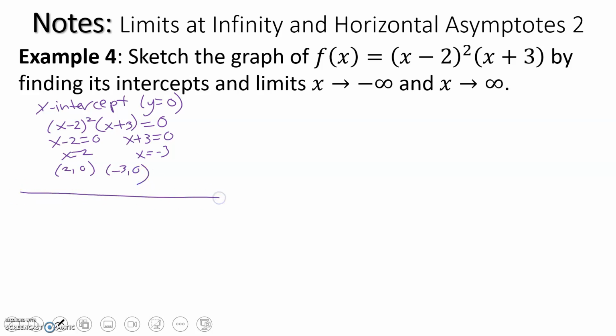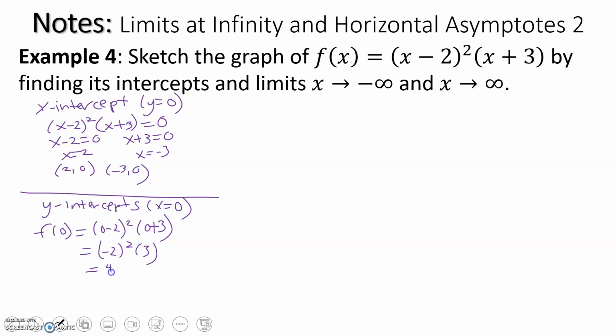All right, now let's find our y-intercepts. Now we know that we have y-intercepts when x is equal to 0. So find f of 0, which is 0 minus 2 squared, 0 plus 3. That is negative 2 squared times 3. That is 4 times 3, and that is 12. So our y-intercept is at 0, 12.